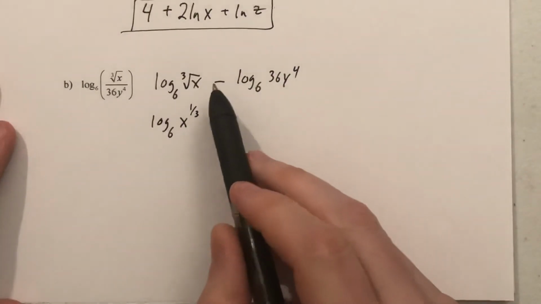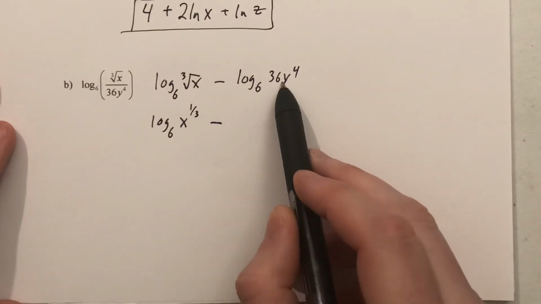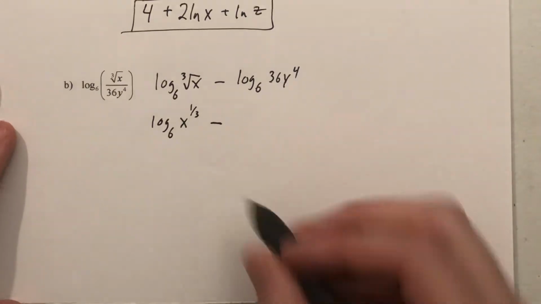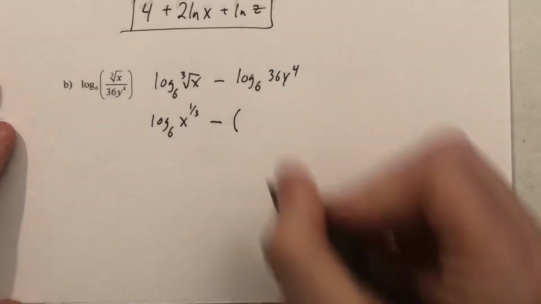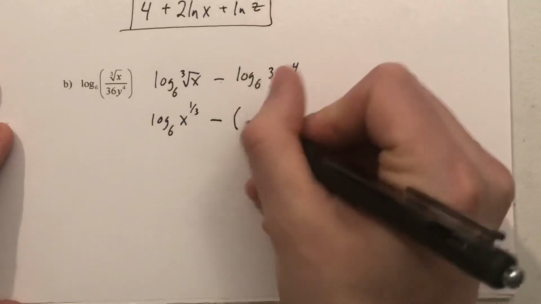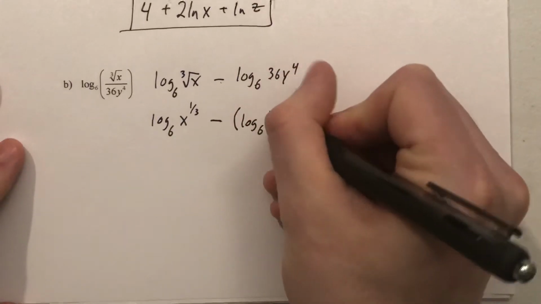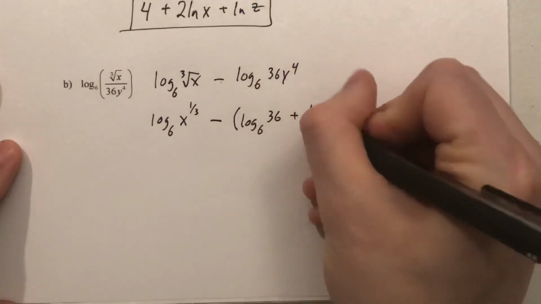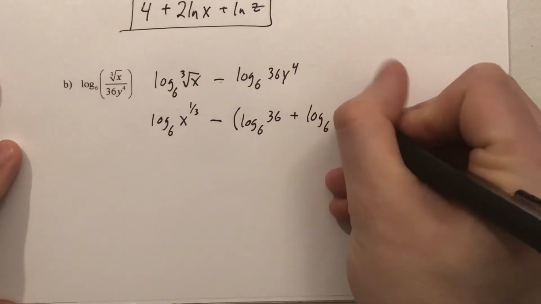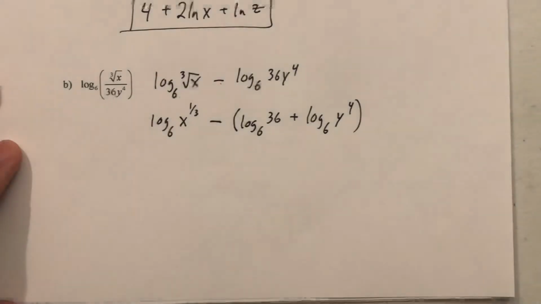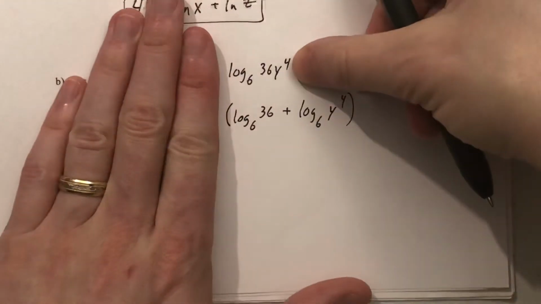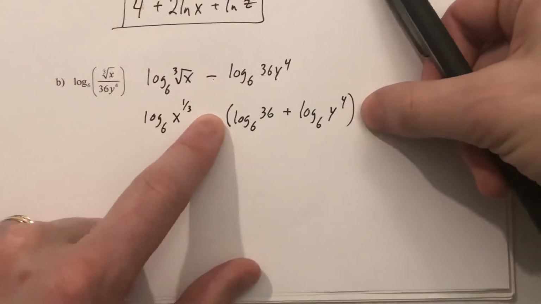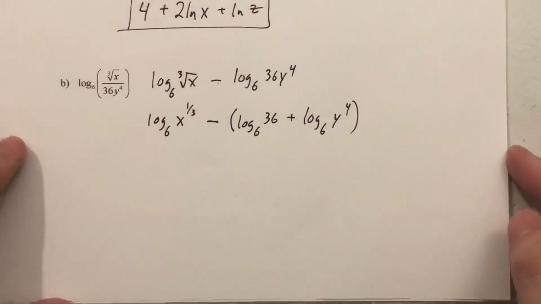Now, here we've got a minus sign in front of a logarithm that we're about to break apart, because this is multiple things, 36 times y to the fourth. I'm going to use parentheses to help me remember I was subtracting this logarithm, so I need to be subtracting the logarithms I get, log base 6 of 36 plus log base 6 of y to the fourth, when I separate them. That's me breaking apart the product into an addition. The minus sign has to be in front of all of that. We'll see why that's important in a minute.